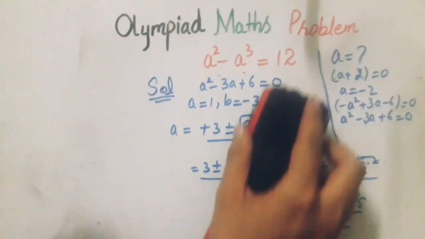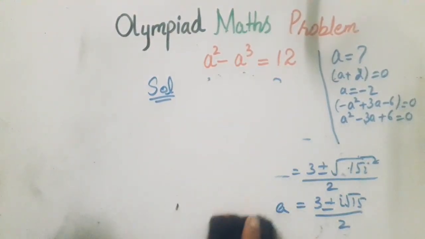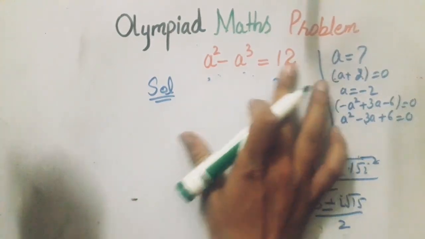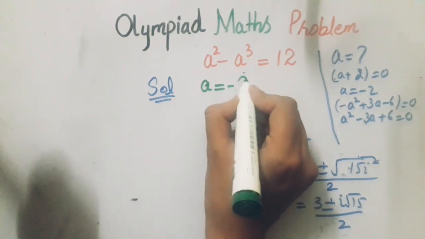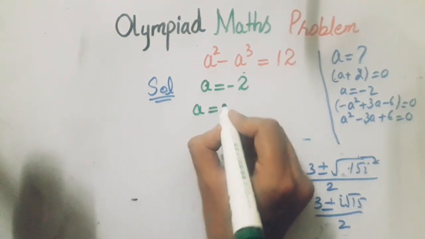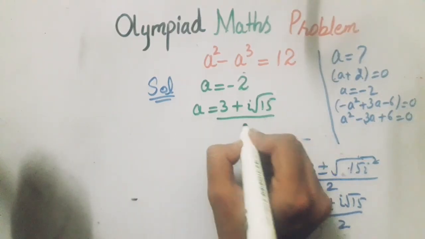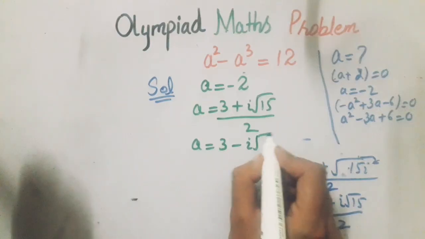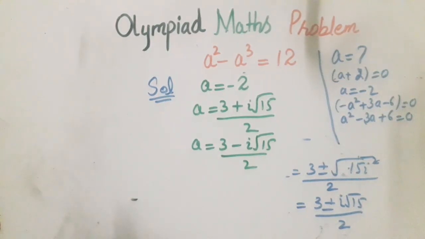Now we will write the final answer here. So we have a equals minus 2, and a equals 3 plus iota square root 15 divided by 2, and a equals 3 minus iota square root 15 divided by 2. So this is the final answer.